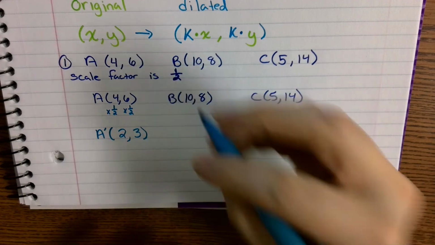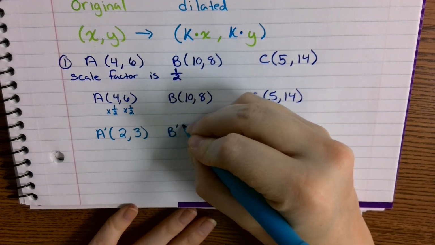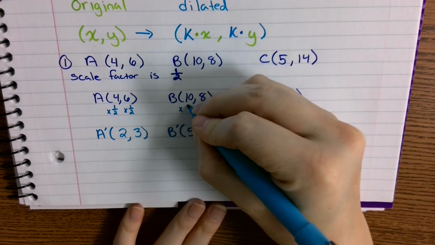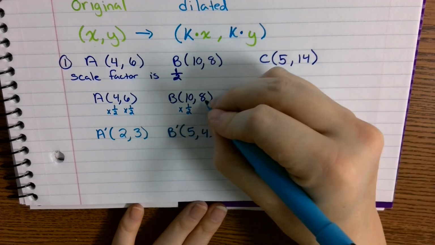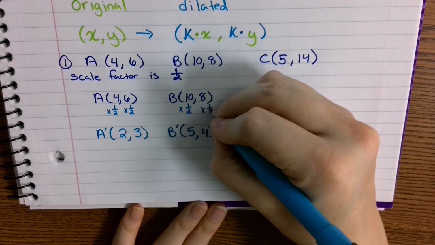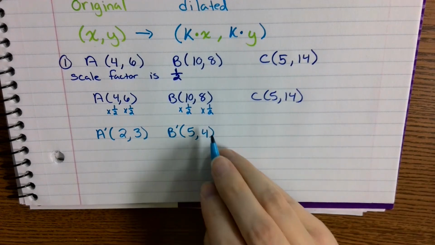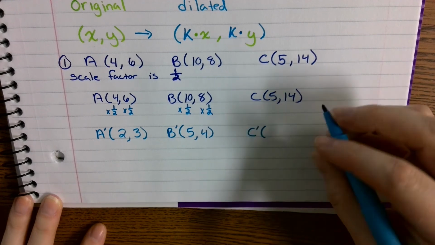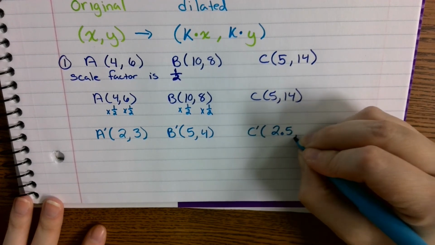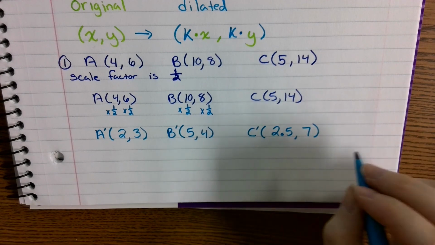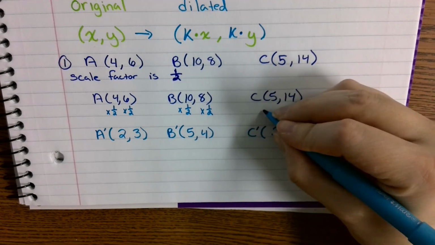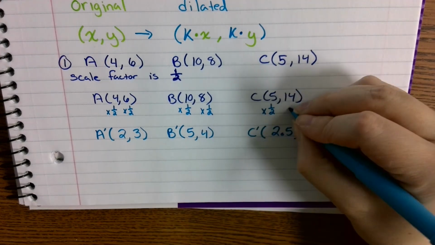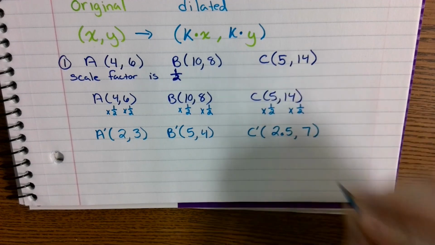All right, so B prime. Trey, what did you get for B prime? 5, 4. Very good. When we multiply 10 by 1/2, we get 5. When we multiply 8 by 1/2, we get 4. So B prime is at 5, 4. C prime. Jerry, what did you get for C prime? 2.5 and 7. Very good. And it's okay to have a decimal value, guys, for your coordinate. 5 times 1/2 is going to give you 2.5, and then 14 times 1/2 is going to give you 7.